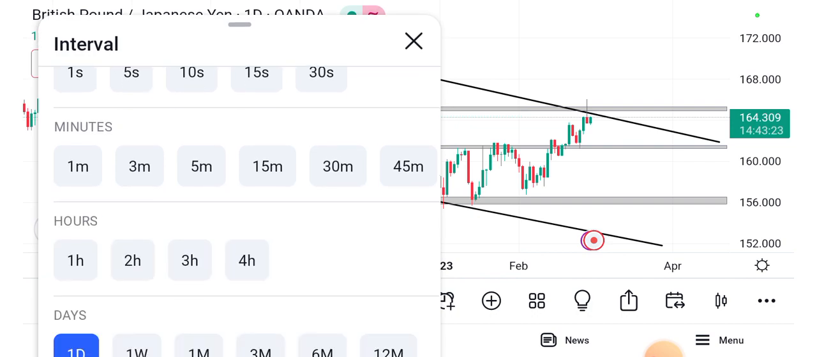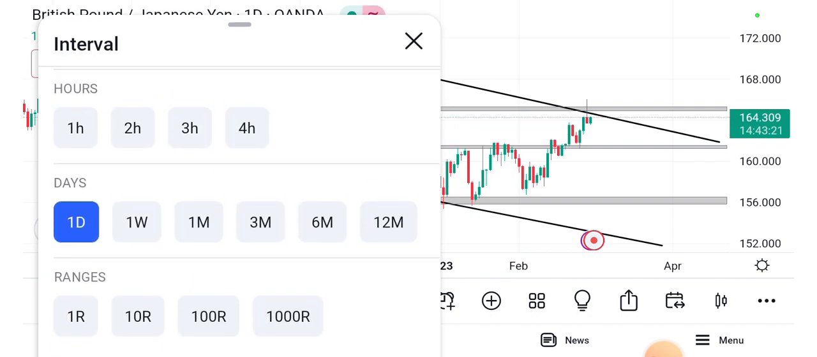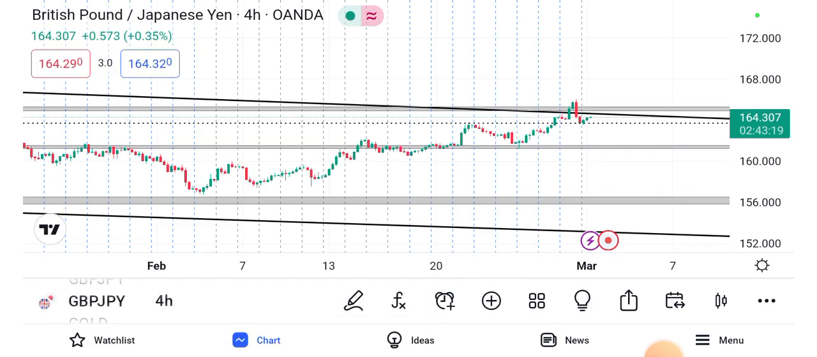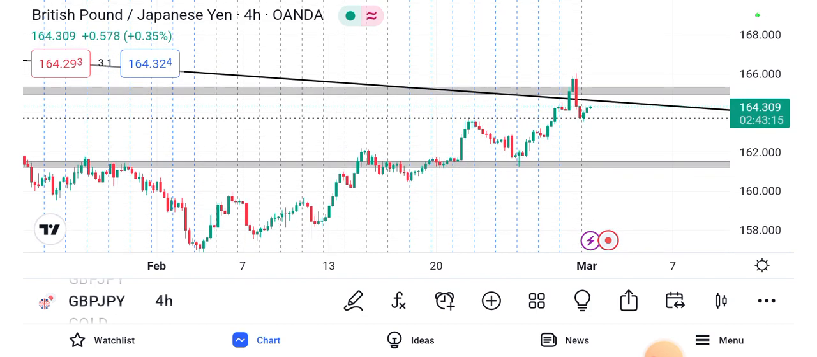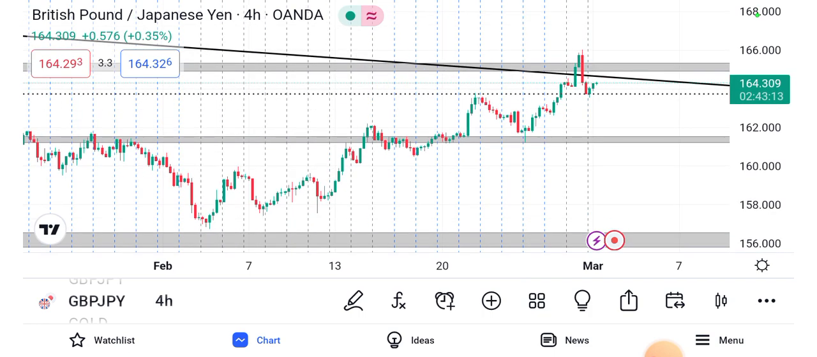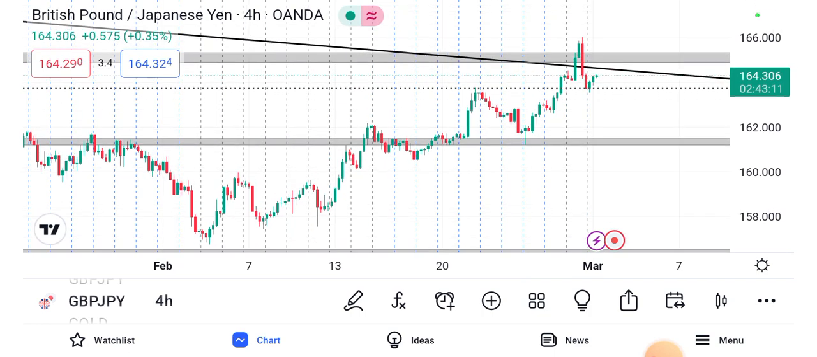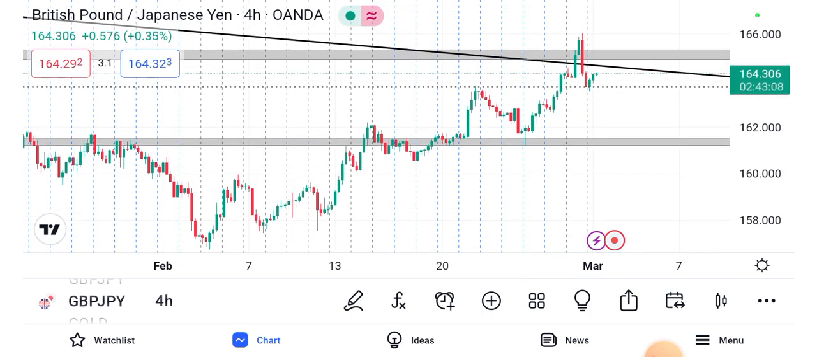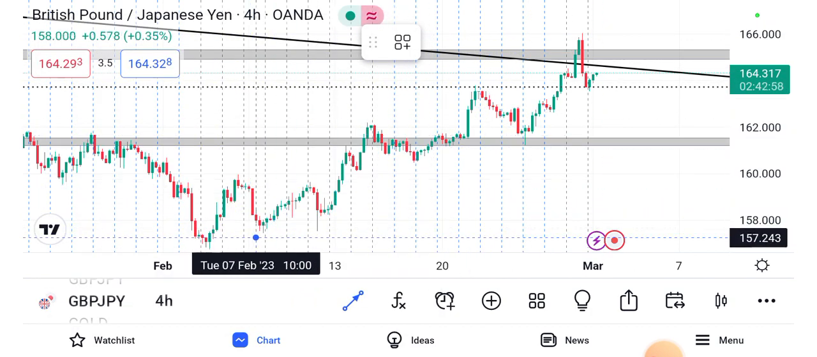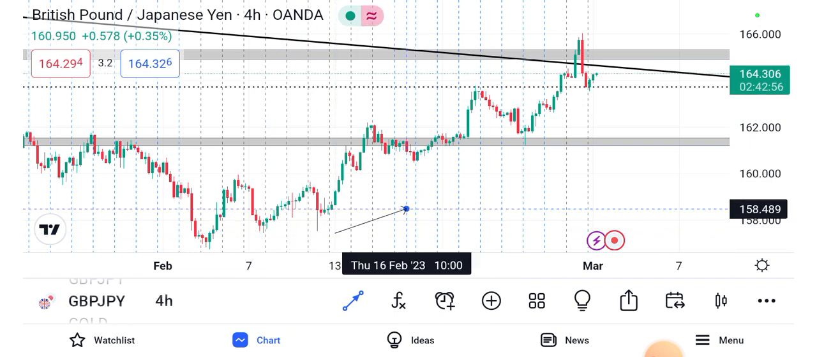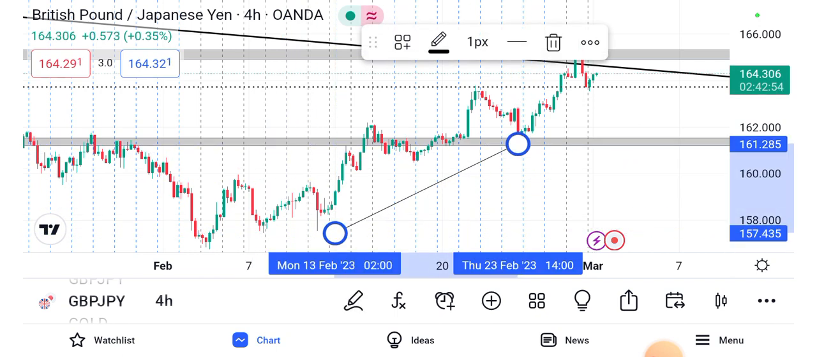So let's go to our chart to see exactly what is happening. Within the 4-hour chart, we can see that we are on an uptrend, guys. You understand? We are on an uptrend, as you can see right here. We are going all the way up, as you can see.